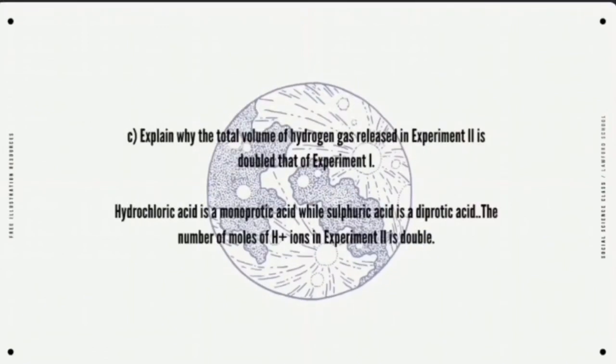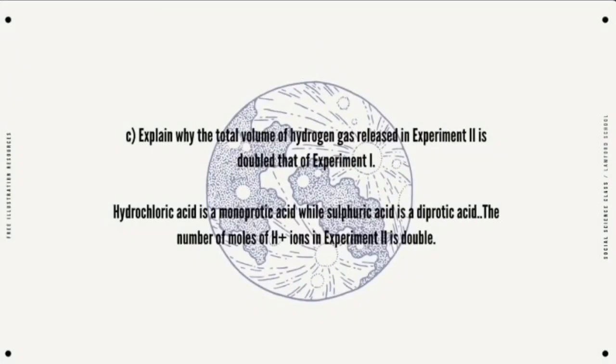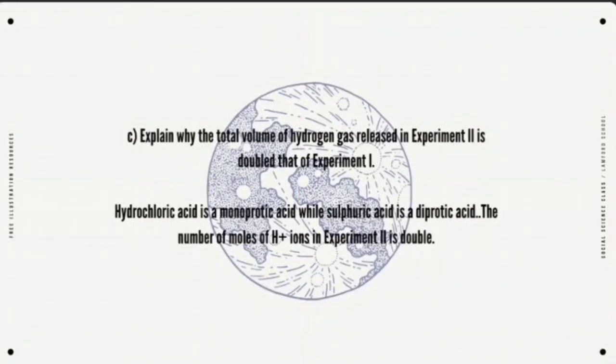C. Explain why the total volume of hydrogen gas released in experiment 2 is double that of experiment 1. The answer is because hydrochloric acid is a monoprotic acid while sulfuric acid is a diprotic acid. The number of moles of H+ ions in experiment 2 is double.